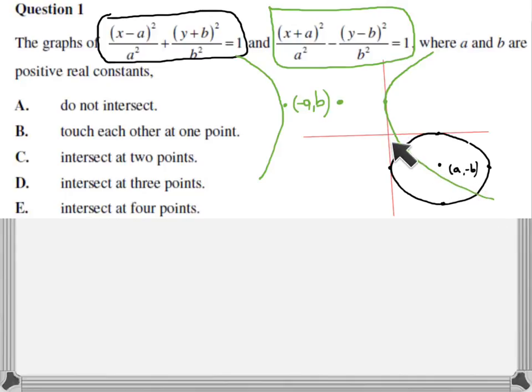Okay, so just having a general understanding of what the graphs are going to look like can allow us to form the conclusion that it must be 2 intersection points for the answer.